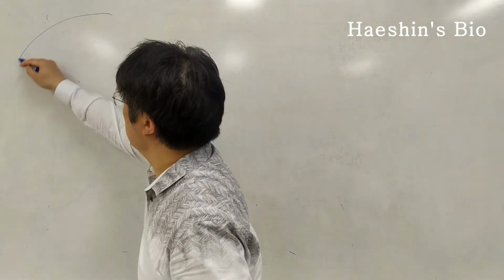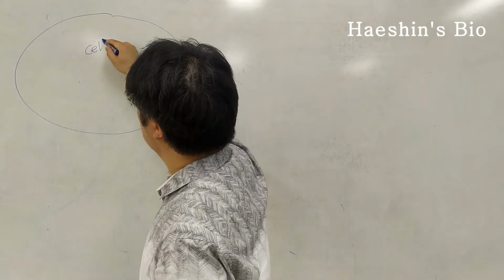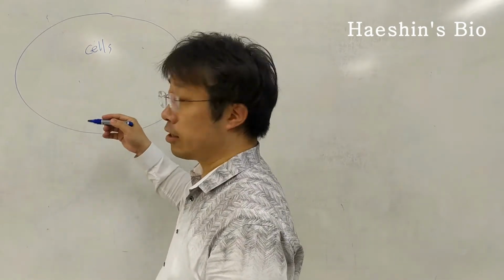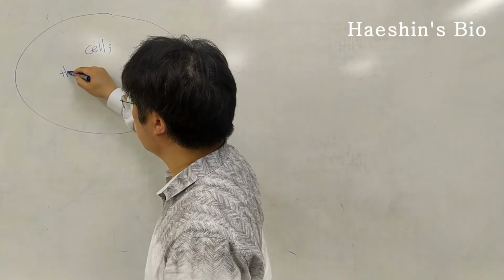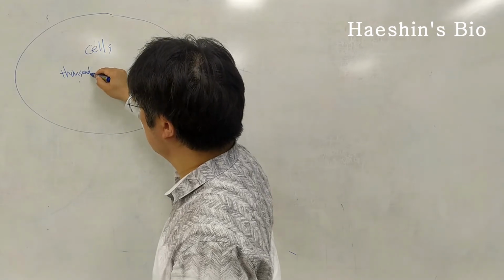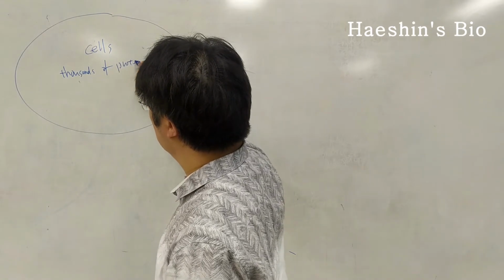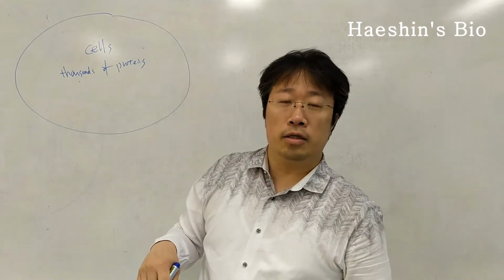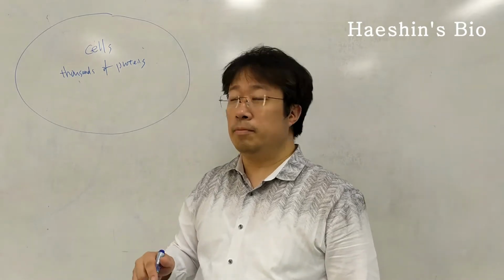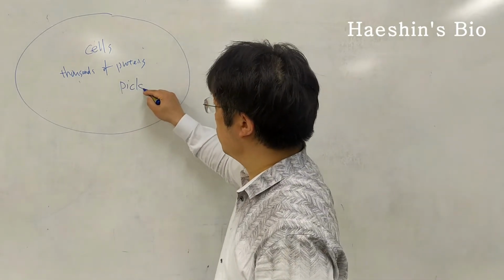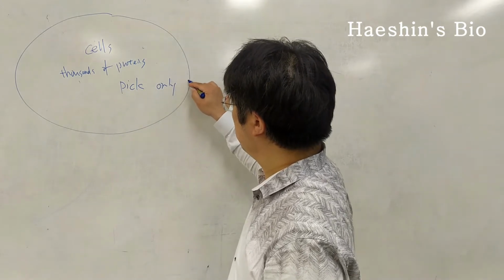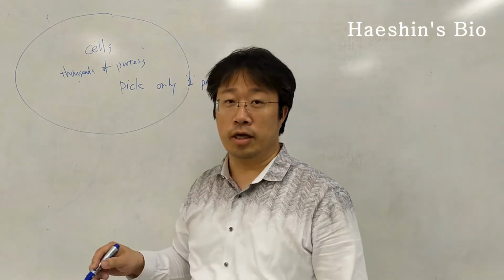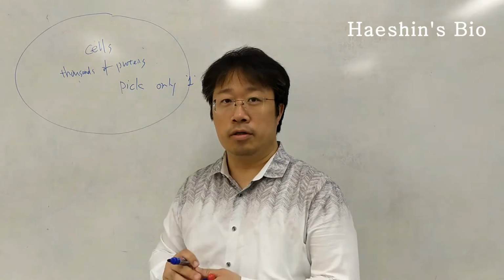So the cells, whether bacteria or mammalian cells, which are our cells, have thousands of proteins. Protein purification is basically picking only one protein of interest.